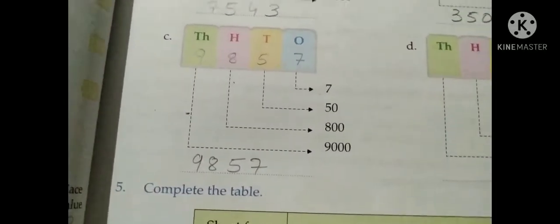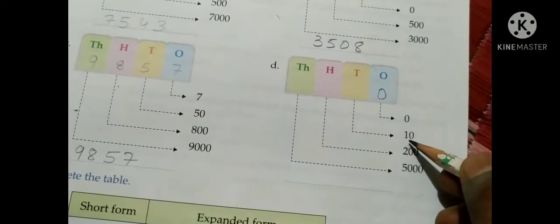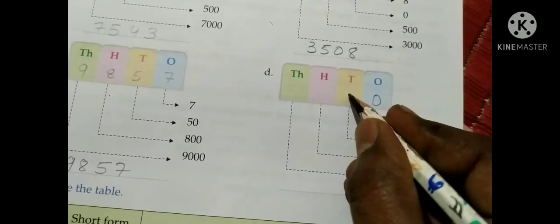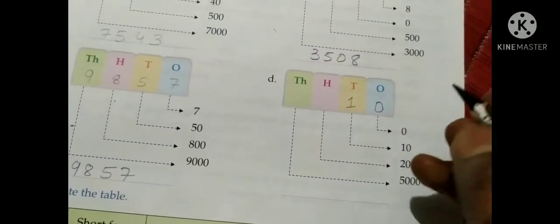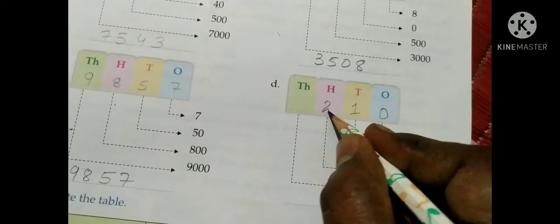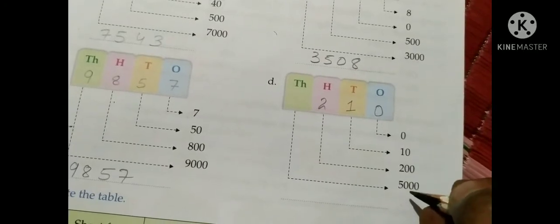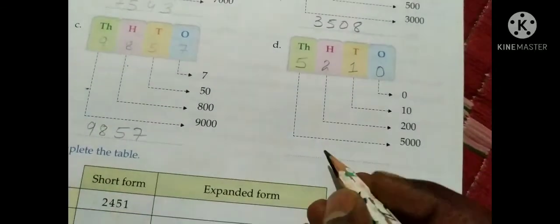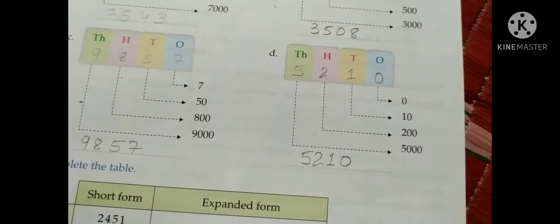Okay students, then 0 is on ones place, write 0 here. 10 is on tens place, which means 1 into 10, so we have to write 1 here. Then 200, 2 is on 100 place, so write 2 on 100 place. Then 5000 means 5 is on 1000 place, so we wrote 5 here. So your answer will be 5210. Okay students.